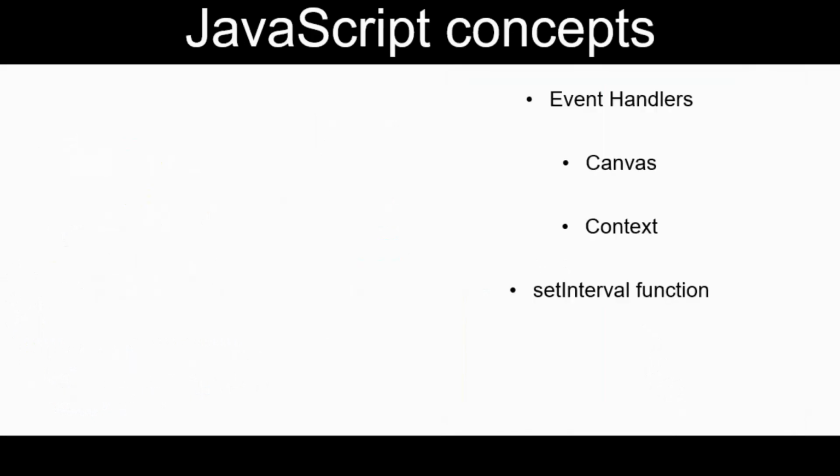There's going to be a lot of JavaScript concepts, again, that we use here, some of which we've looked at before, such as event handlers. We're going to be using a canvas, the set interval function. We're also going to be using context, which is going to allow us to build this game in a far more straightforward fashion.